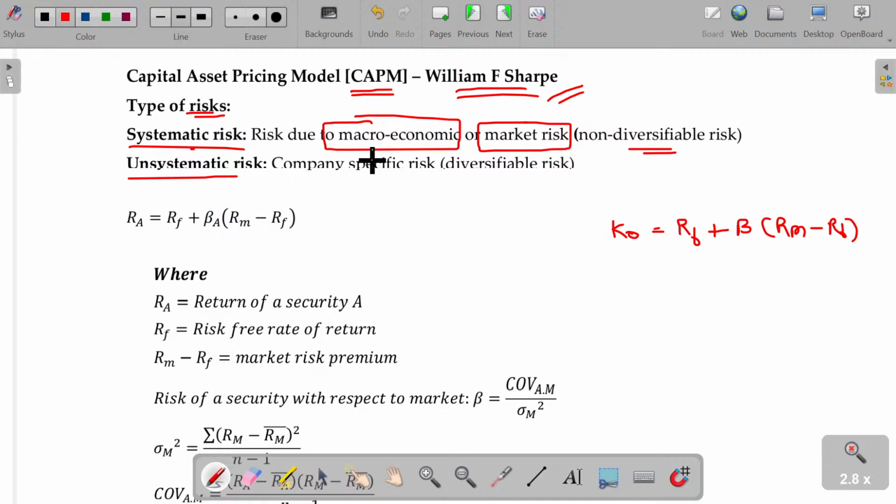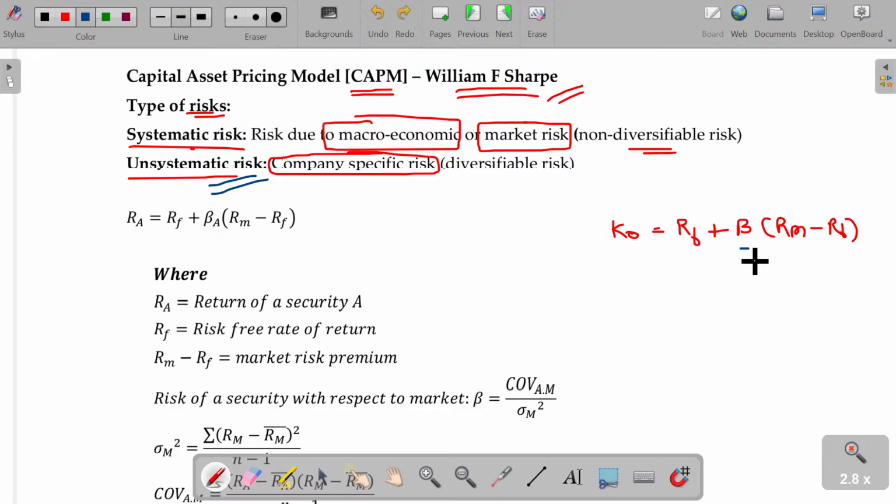Unsystematic risk is specific to a company. If the risk is related to company A type, start investing in B type to be safer. So you can simply diversify from one company to the other company to reduce your risk. This is called unsystematic risk. And for the unsystematic risk, you can use this formula directly.